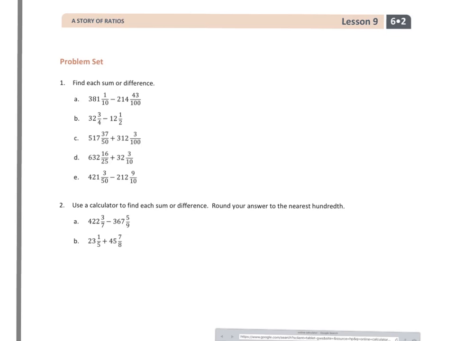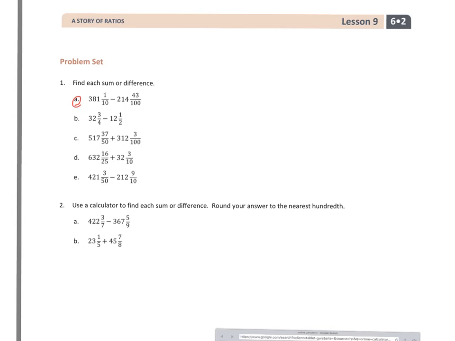For number 1 it says, find each sum or difference. So I'll do a few of these, and what we want to do for this is turn them back into decimals. So we're trying to find decimals in terms of this. And we could do it as fractions if we wanted to, but we want to go to whichever is easiest. So for A, it says 381 and 1/10.